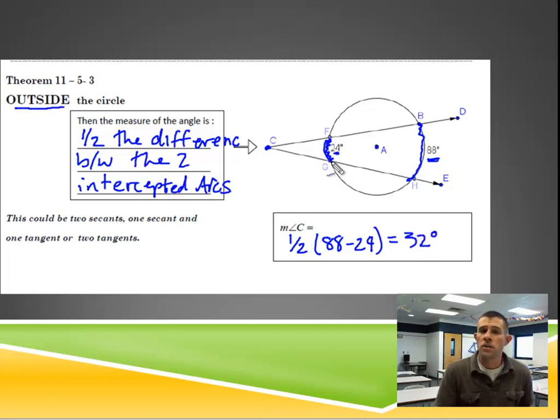Now, there is a little bit of a trick to this. You need to know which arc to subtract from the other. So one way of simplifying this is to say that the measure of this angle, whose vertex is outside, is always going to be 1/2 of the big intercepted arc minus the small intercepted arc.